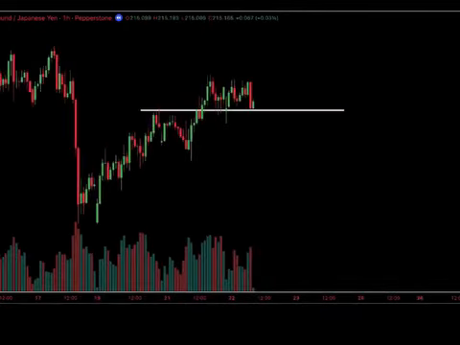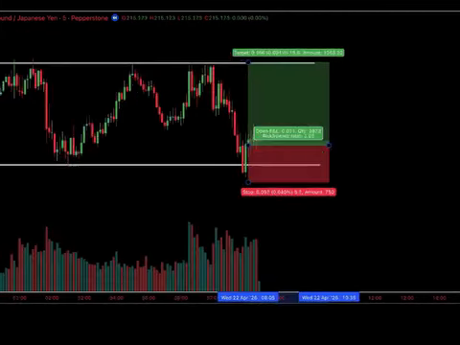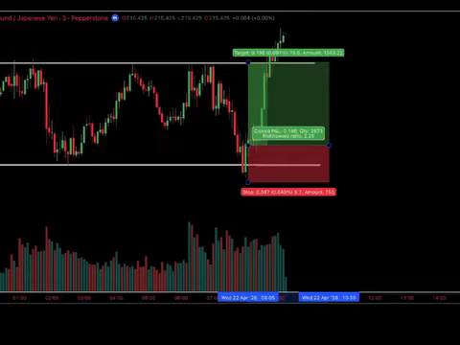Check whether the market structure aligns with your trade idea. This step helps you avoid taking trades that go against the broader market direction. Once all these elements are aligned, you have a high probability setup, even in a ranging market.